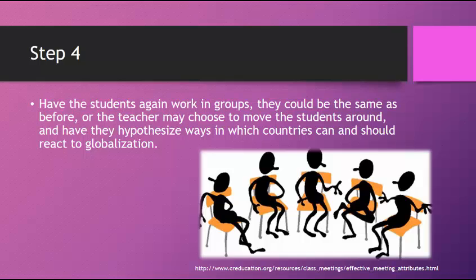So in Step 4, have the students again work in groups. They could be the same as before, or the teacher may choose to move the students around, and have them hypothesize ways in which countries can and should react to globalization.